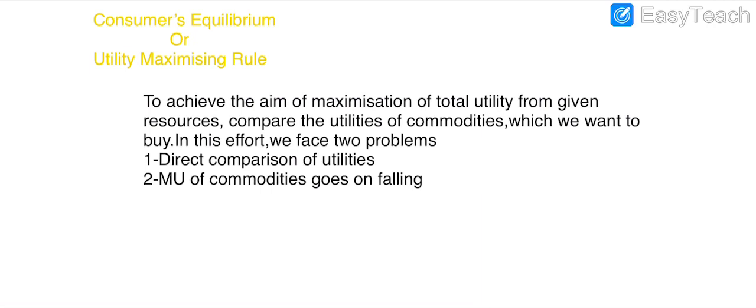How we can obtain the maximization of total utility from our resources, and we have to compare the utilities of the commodities which we are using, which we are buying. And in this effort we face two types of problems. Number one is direct comparison of utilities, and number two is that marginal utility of commodities goes on falling. Let's start.